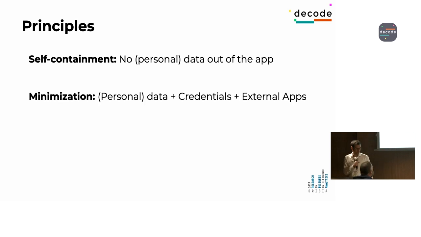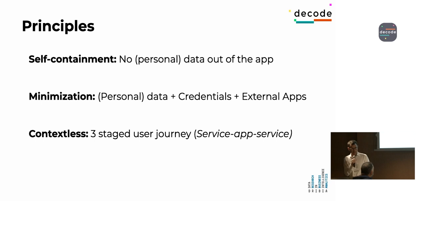Then minimization. The idea is that the app does the minimal possible things. The app only manages the data and the credentials, and then talks with external apps. Then it's contextless. The idea is that we want the app to be adaptable to any context, so we make an app that works for any context. It's like when you pay on the internet, the payment method can be applied to anything. So we apply the same idea.